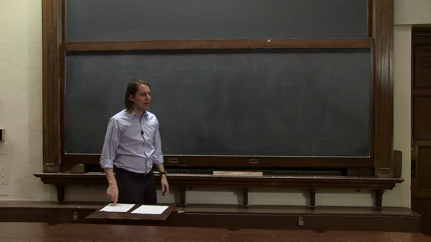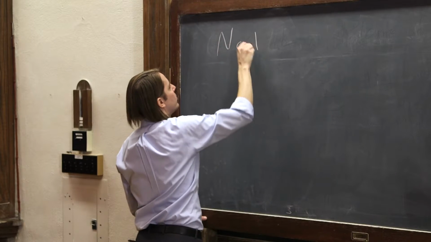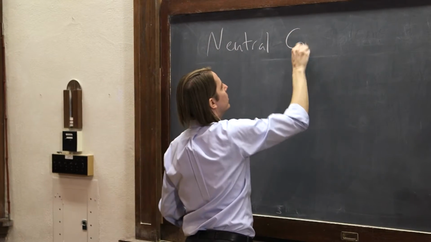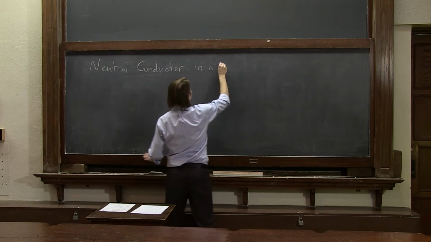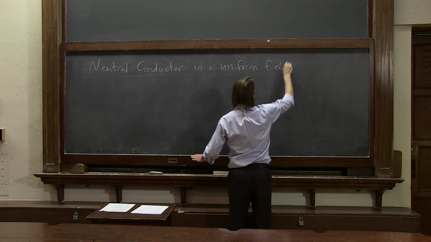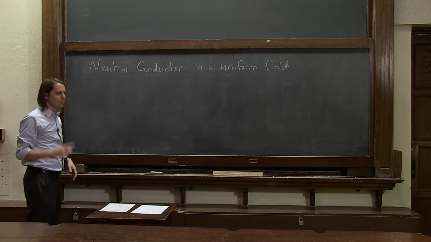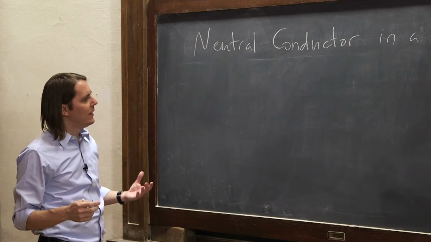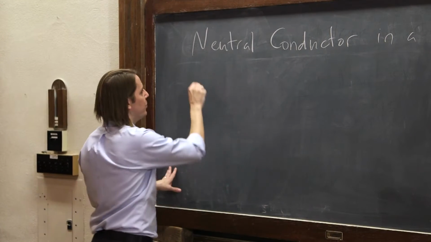Conductors. Let's think back to conductors, neutral conductors, in a uniform field. A neutral conductor in a uniform field. Let's think about what would happen, because remember what was special about conductors is that charges are allowed to move. Okay? So let's start just with our uniform field.